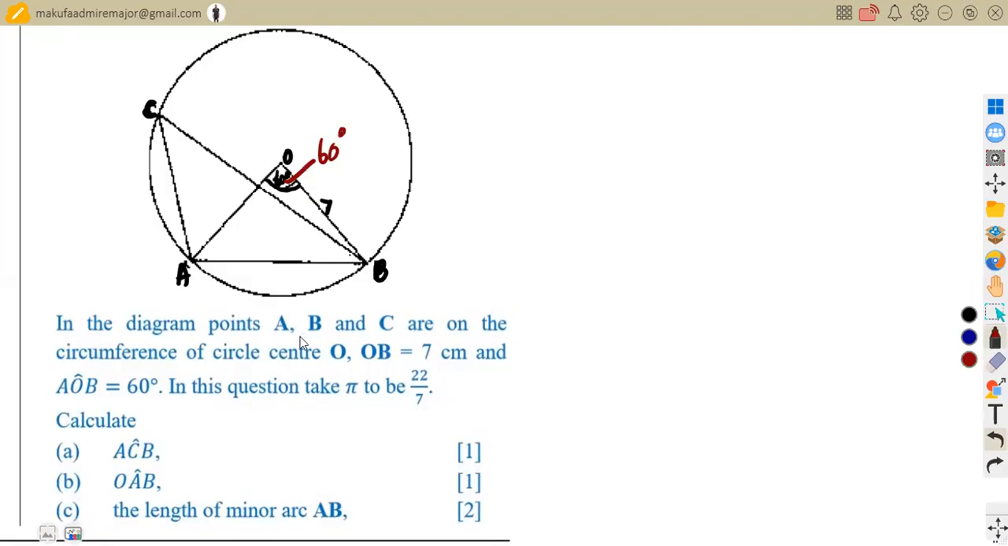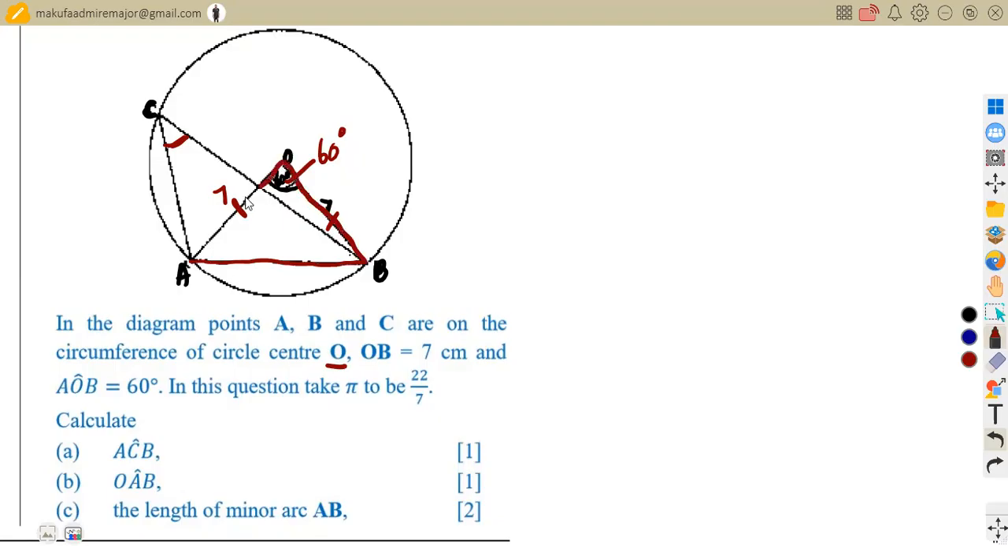So our question was, in the diagram, points A, B and C are on the circumference of a circle center O. So we've got a center O, meaning to say from O to A, this side is equal to O to B. So if this is 7, it means this is also 7. We're talking about the radius concept here. And since we also have a center here, the angle at the circumference is half. Remember, angle at the center is twice the angle at the circumference from the chord AB.